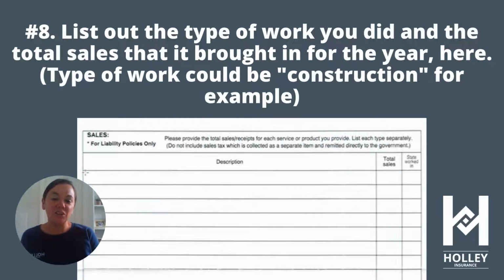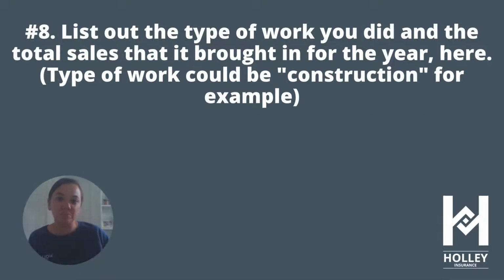In this next section, you are going to list out each type of work that your company performed in the past year and the associated sales that came in from that type of work. So for example, if you're a construction company, you would list out construction work and then the amount of sales that came in from doing your construction work.